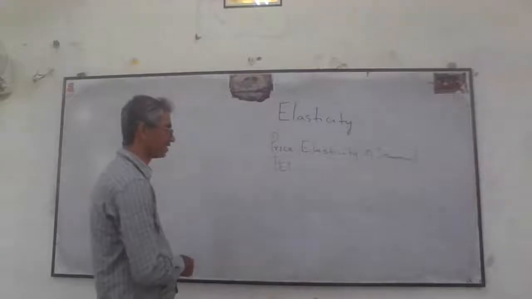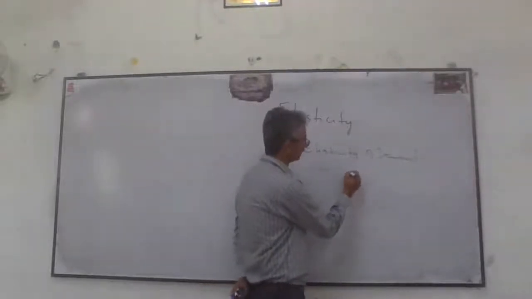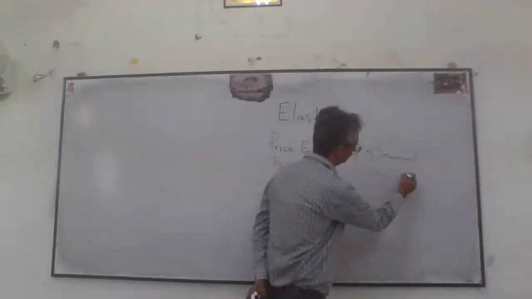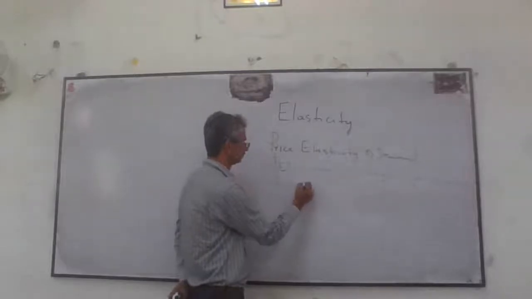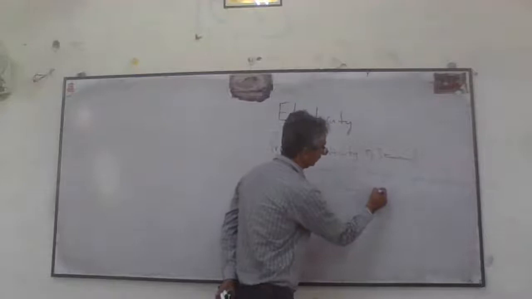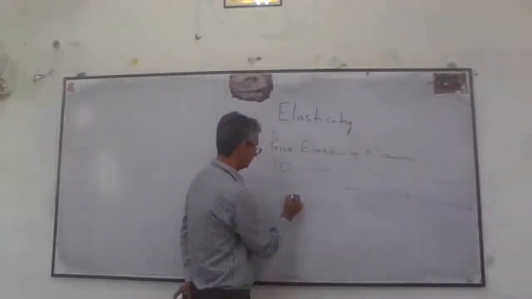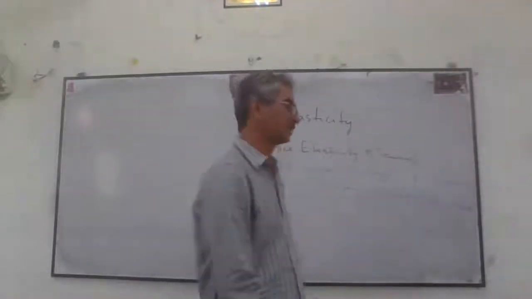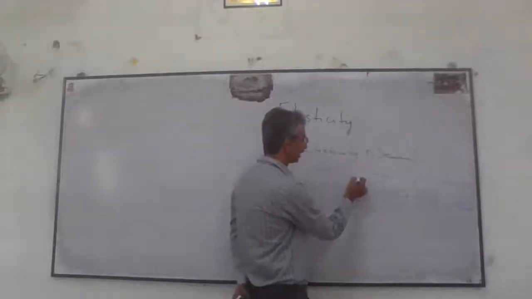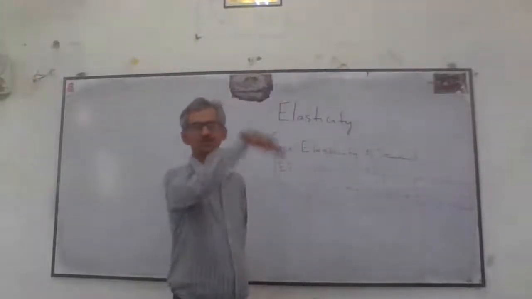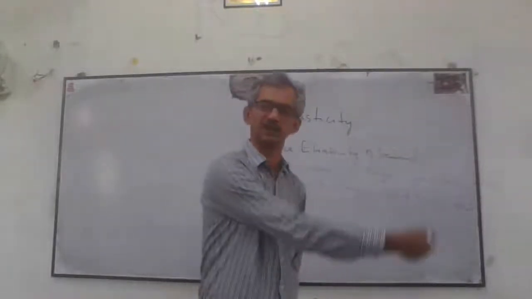To define the price elasticity of demand: when a 1% change in price occurs, how much change in quantity demanded occurs? When we talk about the price elasticity of demand, we are saying that when price increases by 1% or decreases by 1%, when we use the term change, it means change in any direction, whether increasing or decreasing.